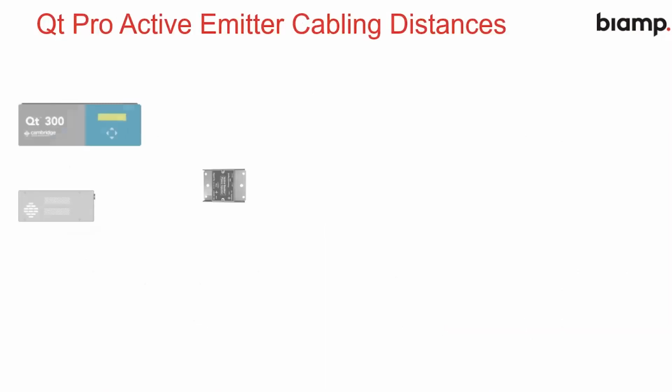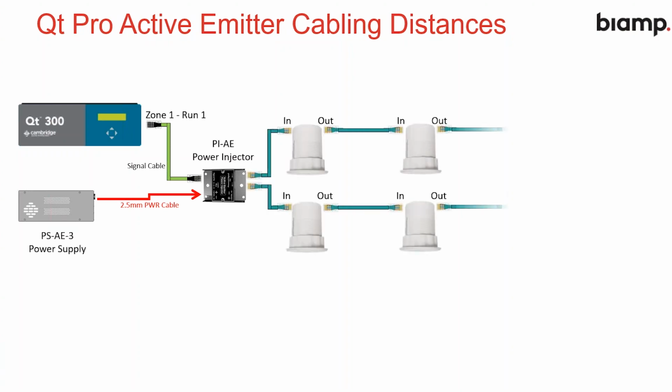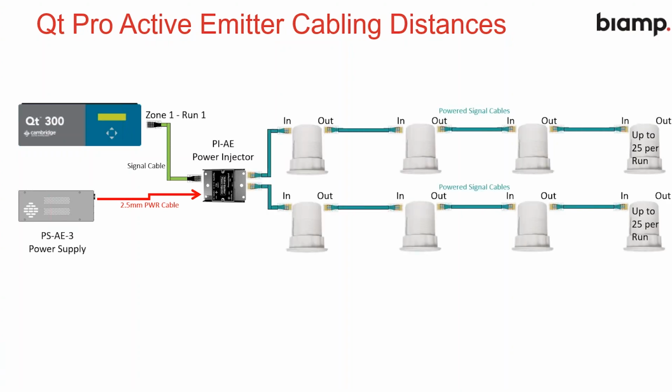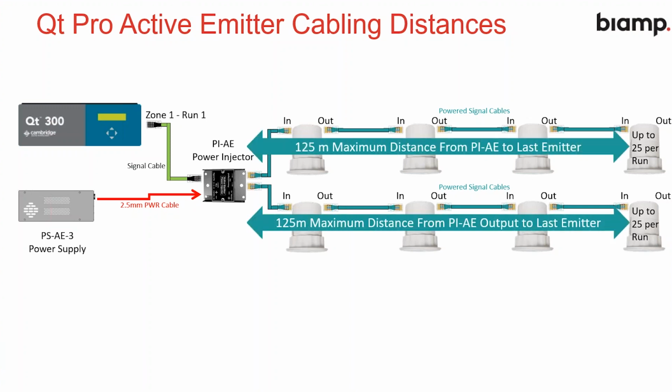For the active emitter, it is slightly different. On the active emitters, out of the controller, we go into an injector, and from that injector, we can have up to 2 lots of 25 active emitters per run. Again, the distance is the same. It's 5 meters per emitter, so it's 125 meters maximum from the injector to the emitter.